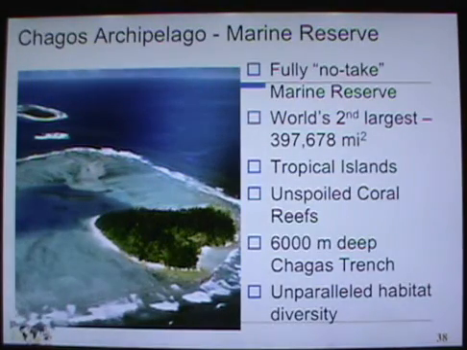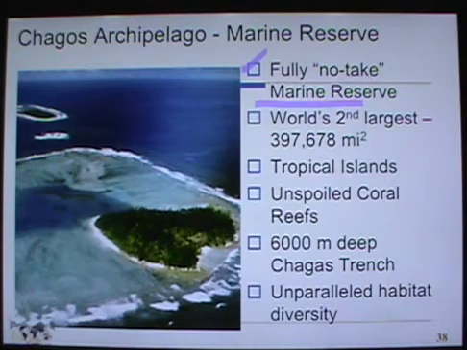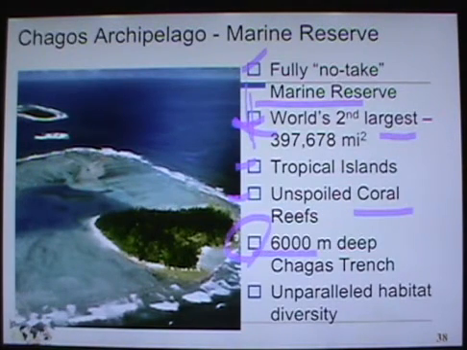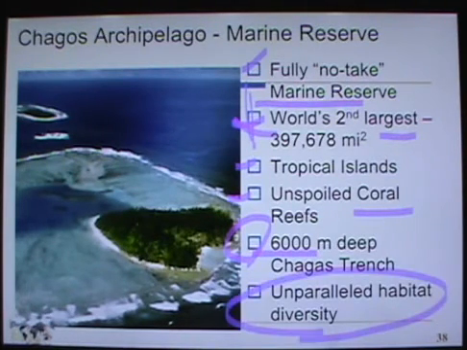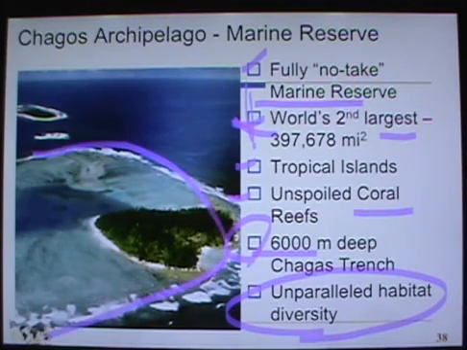Chagos is a fully no-take marine reserve. It is the world's now second largest marine reserve at almost 400,000 square miles. It was the largest one until August of 2016 when the United States managed to make a bigger one around Hawaii, but this is far more protected because there's nothing out here except these tropical islands. Unspoiled coral reefs. 6,000 meter deep trench. Incredible habitat diversity, and if we don't protect it, it's going to be threatened. So, you got all this. This is just beautiful, beautiful territory.